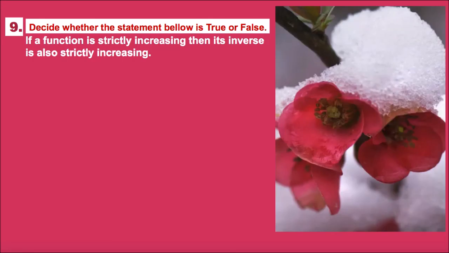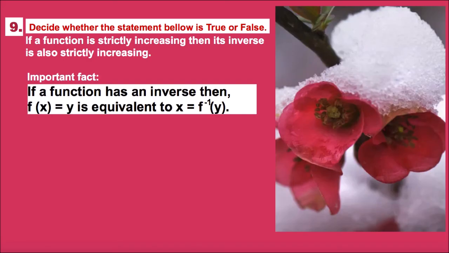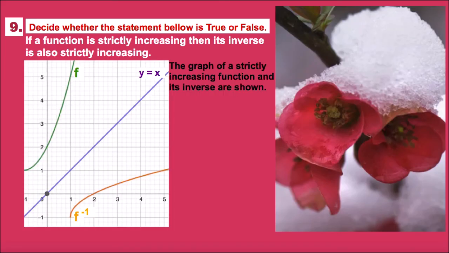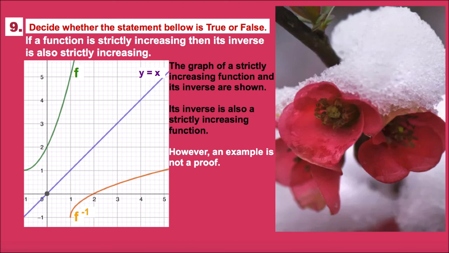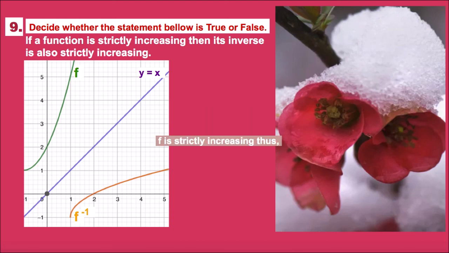Decide whether the statement below is true or false. If a function is strictly increasing, then its inverse is also strictly increasing. Important fact: if a function has an inverse, then f of x equals y is equivalent to x equals f inverse of y. The graph of a strictly increasing function and its inverse are shown. Its inverse is also a strictly increasing function. However, an example is not a proof.